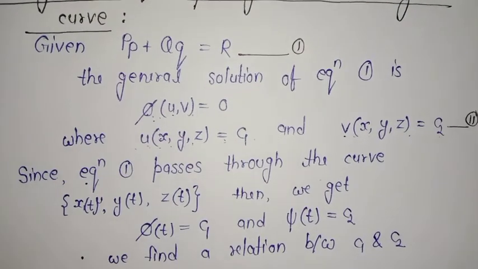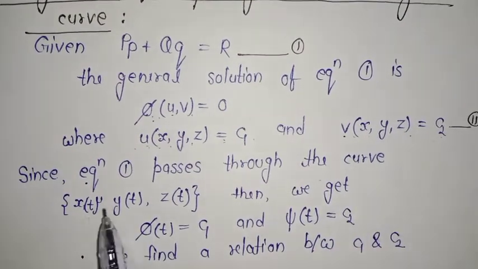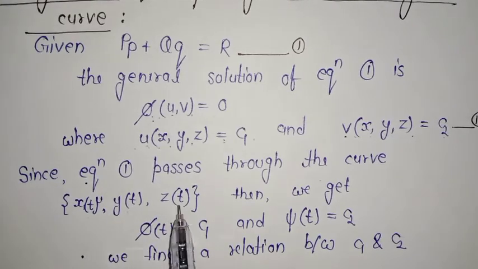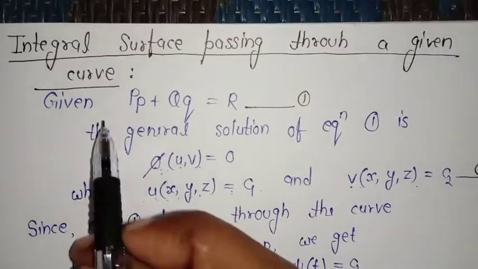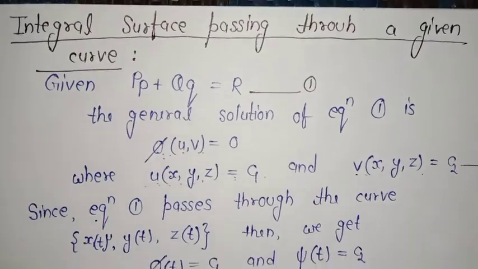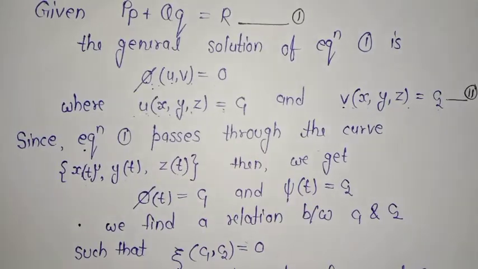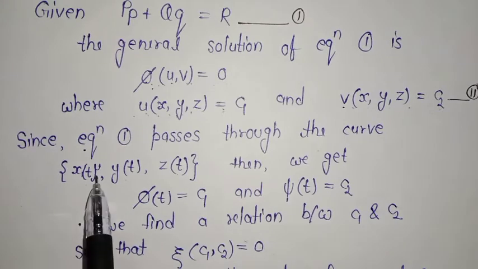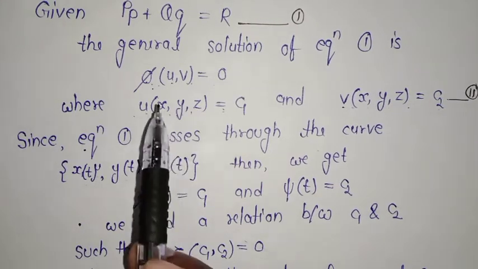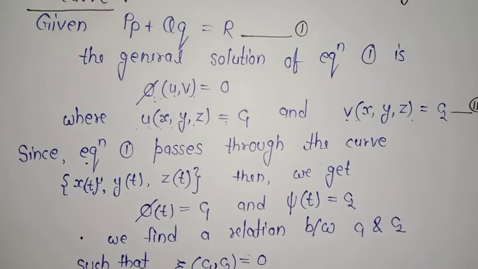Now suppose this equation passes through the curve x(t), y(t), z(t), because this is the topic, the integral surface passing through a given curve. So in this case, with the quasi-linear equation we are also given a curve, and with the help of this equation we have to write the integral surface for this equation.